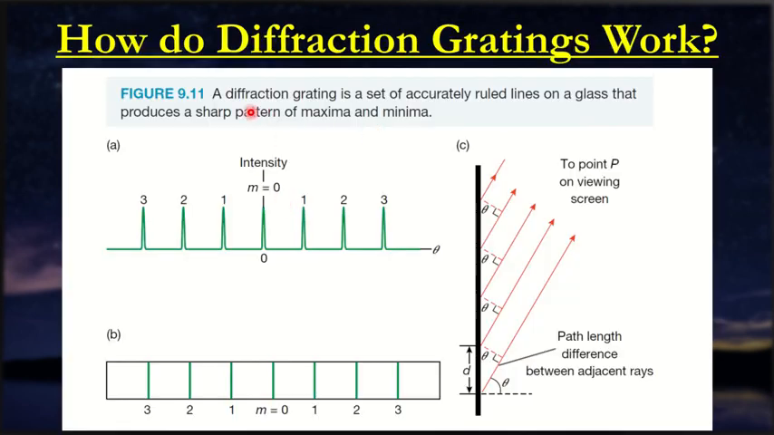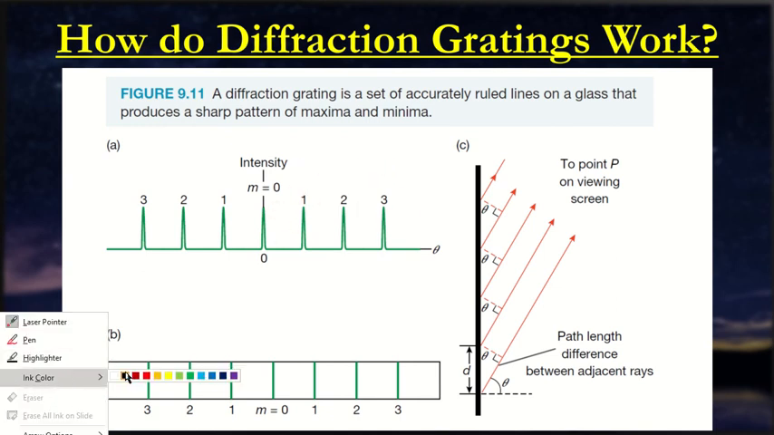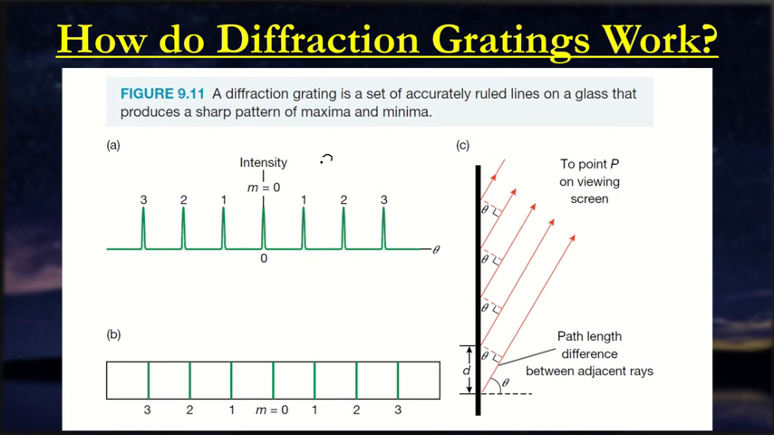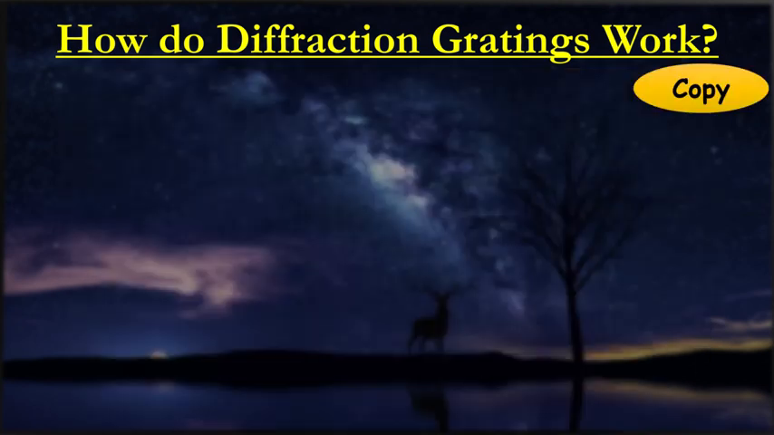Okay, another way to put it: a diffraction grating is a set of accurately ruled lines on a glass that produces sharp patterns of maxima and minima. So this is really useful with our analysis of the equation d sin theta = n lambda. Okay, so that's helping us to work out the path difference between the light and what's happening there. So really nice sharp patterns.